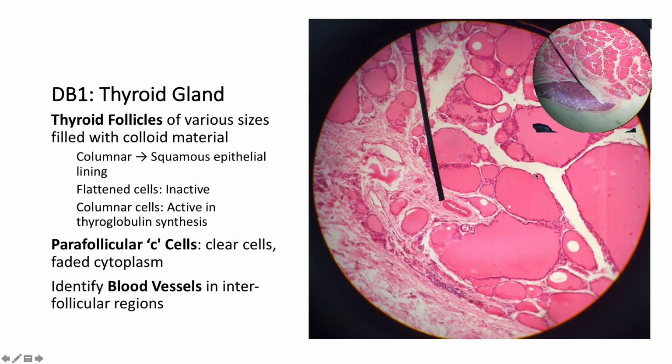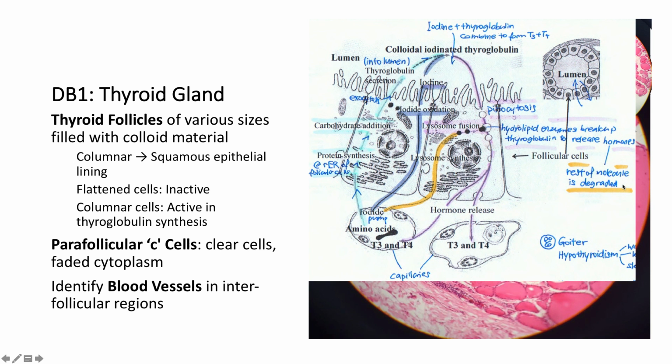So lining the follicles over here, these are all your cuboidal or squamous cells. If it's active in production, it's columnar. If it's inactive, then it will become squamous. A more zoomed-in view will give you a better picture. But again, these are your columnar cells.